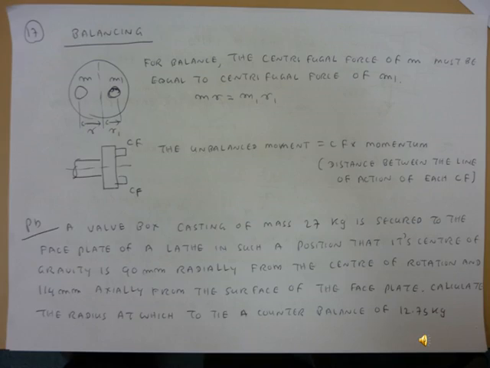The next one is the balancing equation. When we are balancing the weight, in this case, we need to calculate the balancing. In this case, you can see this circle, there are two holes. One hole carries the mass M, another hole carries the weight M1, at distances R and R1. For the balance, the centrifugal force of M must be equal to the centrifugal force of M1. So in this case, M R is equal to M1 R1.